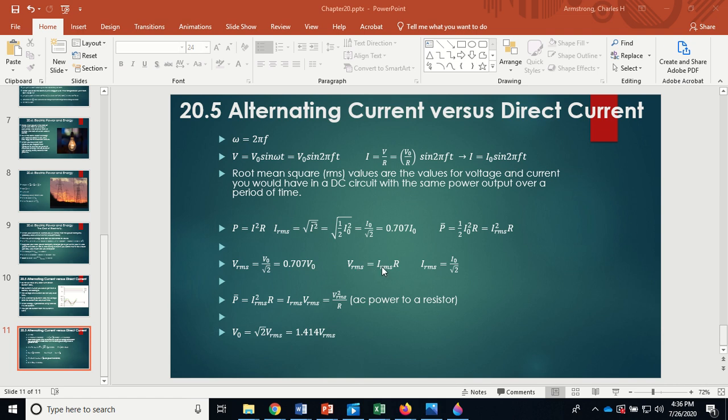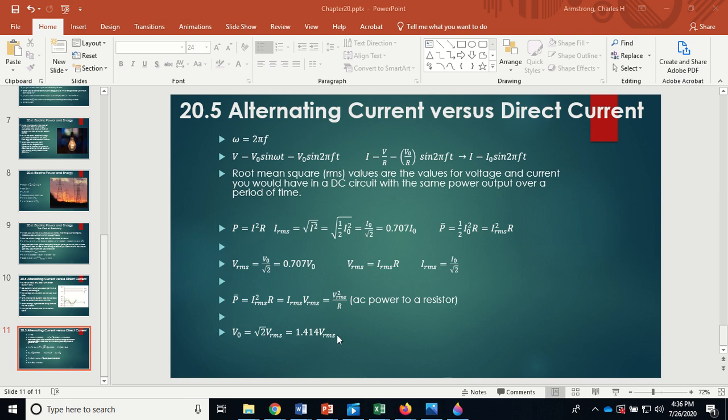Okay, VRMS equals IRMS times R. R doesn't change. It's going to be the same whether it's an AC or DC circuit for the most part. Now, P average, we could think of it as either I squared R, or IRMS times VRMS, or VRMS squared over R, the AC power to the resistor for an AC circuit.